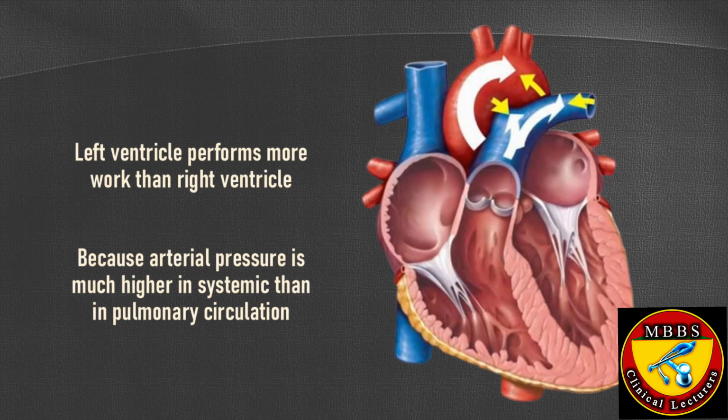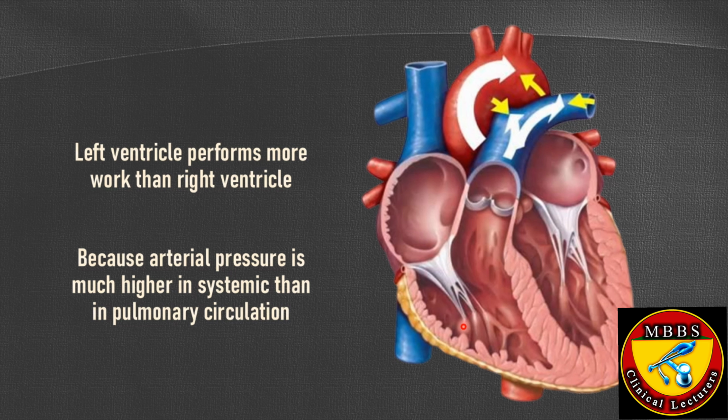Now the left ventricle performs more work than the right ventricle. As we already know, it has to push the blood against high pressure blood vessels. Like in the systemic circulation, there is 120 millimeter of mercury pressure. In the pulmonary vessels, there is 25 millimeter of mercury pressure. So that is the reason the wall of the left side of the heart is 3 times thicker than the right side of the heart, because it has to push blood against the high pressure vessels towards the systemic vessels.